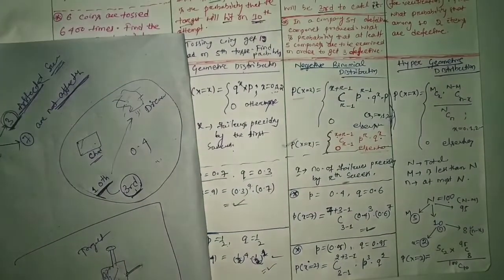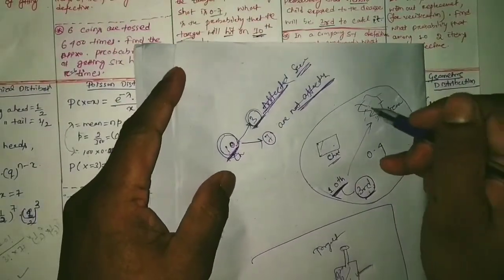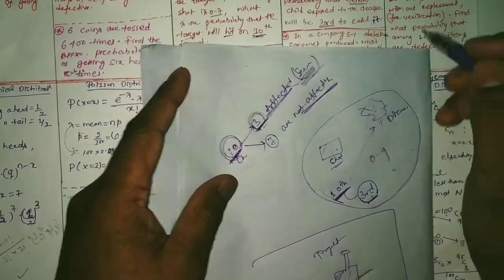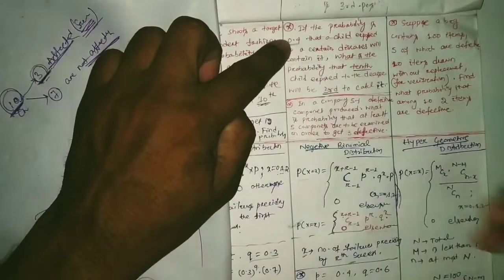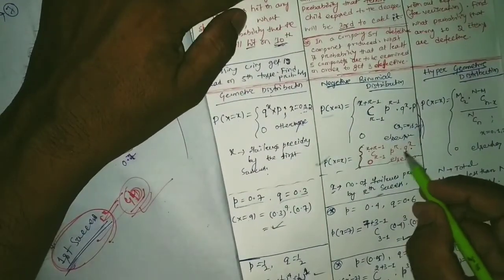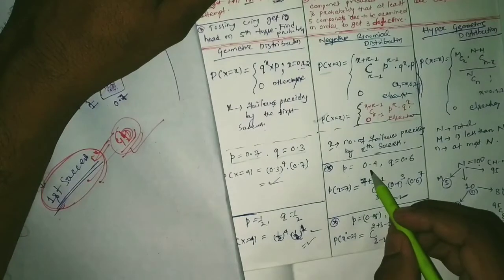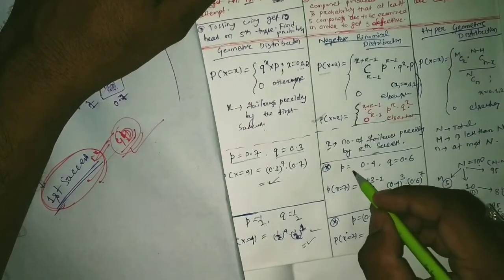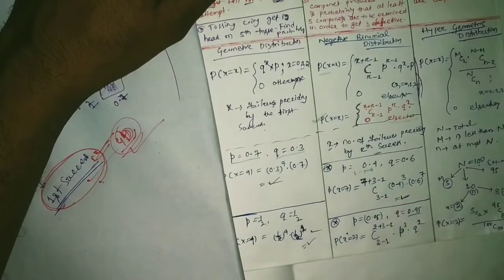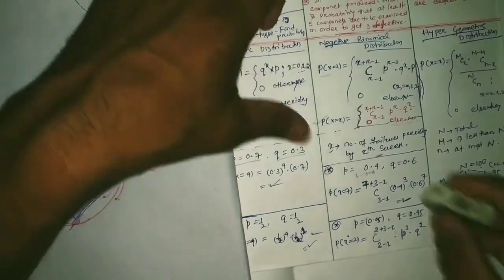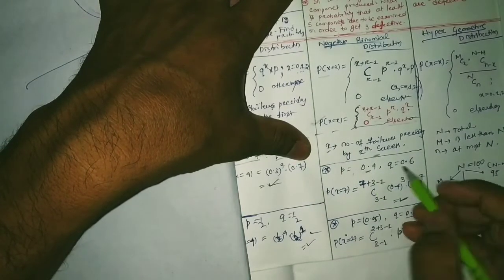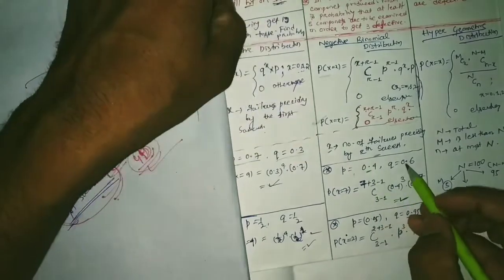As we discussed, a child being affected by the disease is considered my success. The success probability is already given as 0.4, right? P is always considered as success and Q is always considered as failure. So the success is 0.4, and the failure will be 1 minus 0.4, which is 0.6.